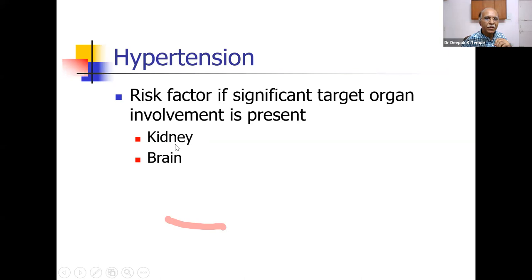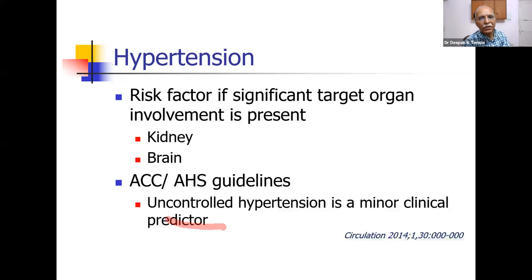If that is the scenario, only then are you justified in postponing that particular case and having better control of hypertension and better evaluation, only in elective surgical procedures, and then subject him to the non-cardiac surgery so that you minimize the risk of morbidity and mortality. And you might recall that the ACC and AHA guidelines suggest that uncontrolled hypertension is only a minor clinical predictor, and it is not taken into account in the algorithm that the ACC AHA has suggested for the management of non-cardiac surgical patients.